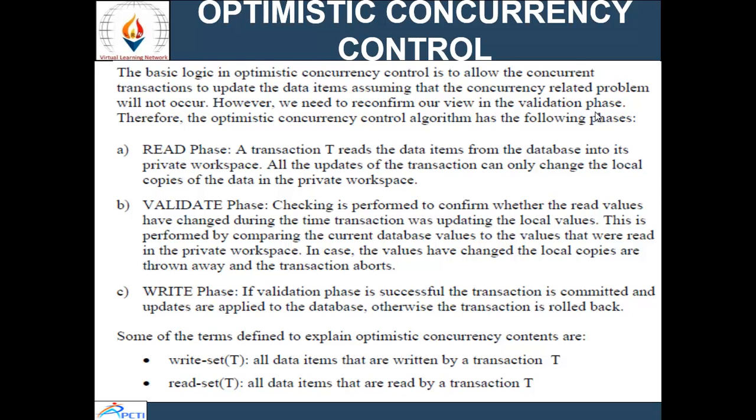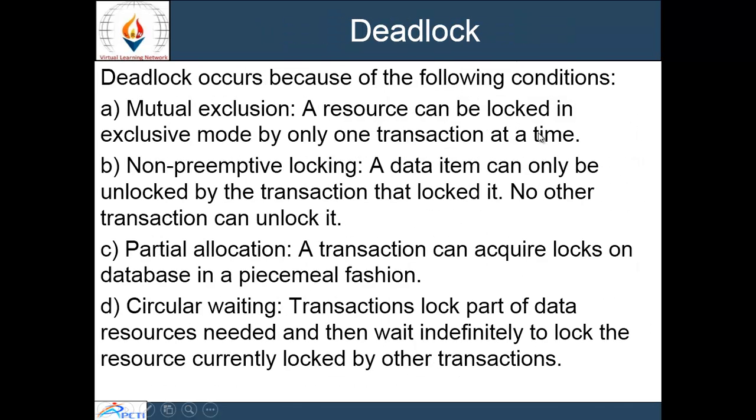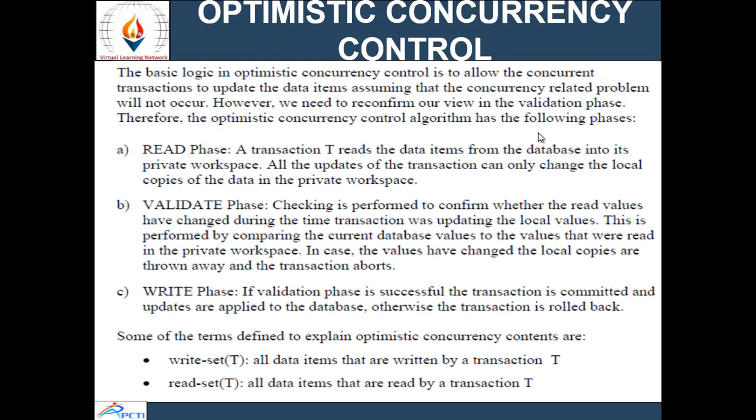And to avoid deadlock, the simplest approach is to acquire all the locks at the start of the transaction, and these are the particular conditions for deadlock, and if we prevent any of the conditions, then we can prevent the deadlock from occurring. This is all about transaction concurrency and deadlock handling.